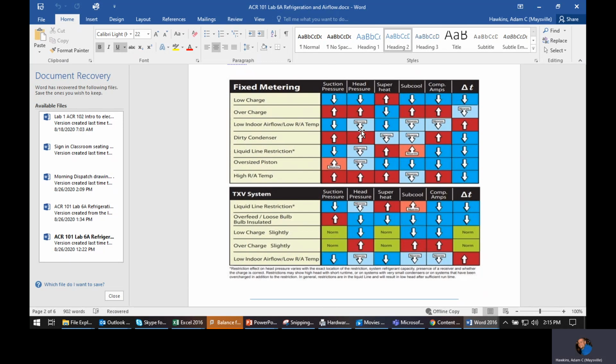So you'll see this chart. You'll notice that it's broken down, and there's different versions of this chart you can find. I just found this online. Fixed metering and TXV systems. So depending on the type of metering device you have, some of these may be the same and some of these will be a little bit different.